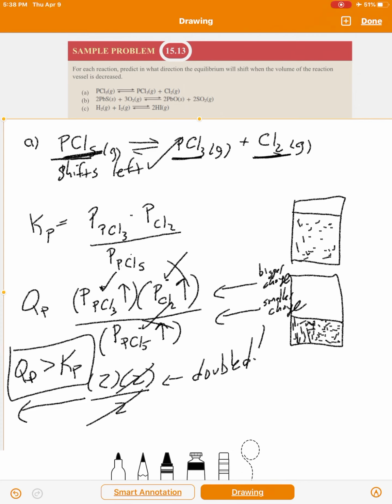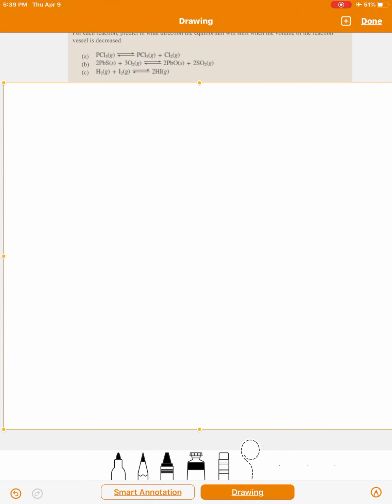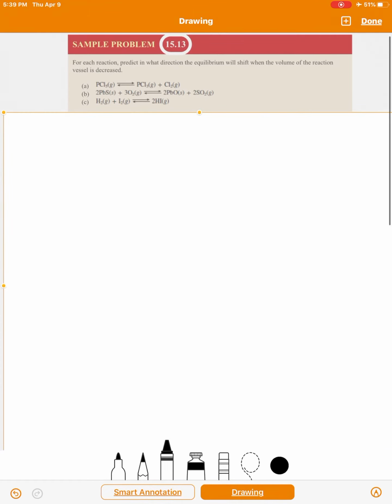Okay? So it's the fact that there's two gases here and only one there. Let's try another one. Remember, we're decreasing the volume. If we increase the volume, it would be the exact opposite. If decreasing the volume shifts it to the left, increasing it would shift it to the right. Okay. So let's try the second one.